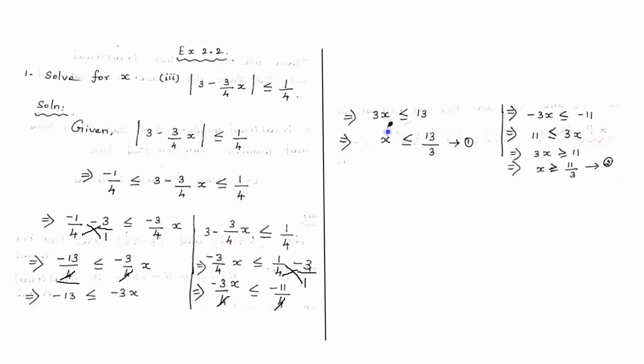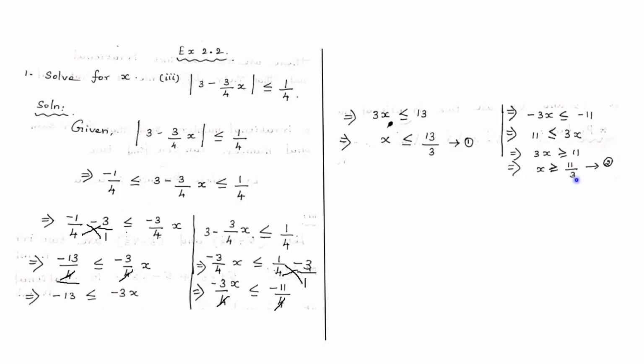From that we can find the x value is less than or equal to 13 divided by 3, and we have to mark this as the first one. This may be written as 3x greater than or equal to 11. From that x is greater than or equal to 11 by 3. Mark this as the second inequality.